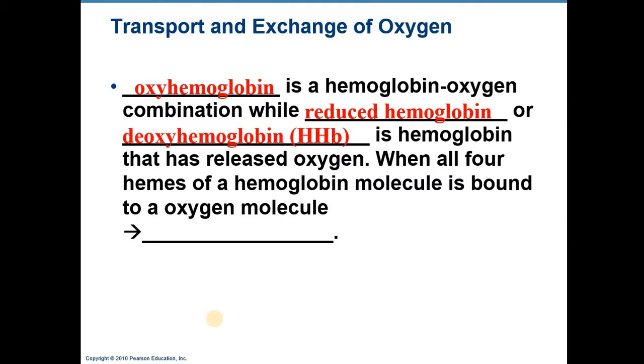So with that transport, oxyhemoglobin is the hemoglobin-oxygen combination, while reduced hemoglobin, or deoxyhemoglobin, is hemoglobin that has released oxygen. When all 4 of the sites on hemoglobin are bound to oxygen, it is considered to be fully saturated.